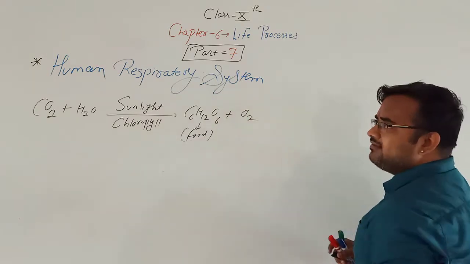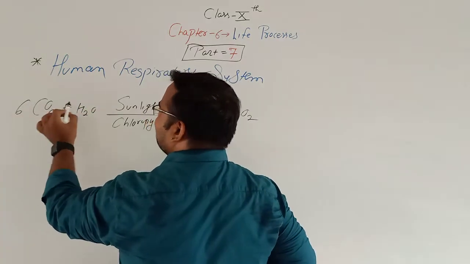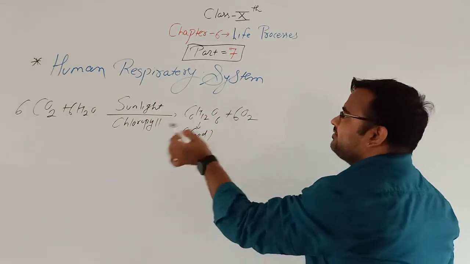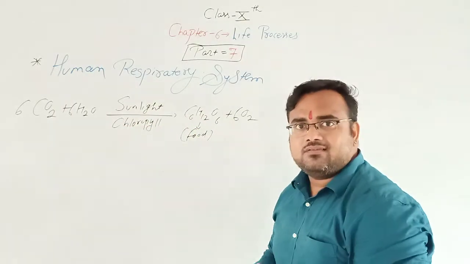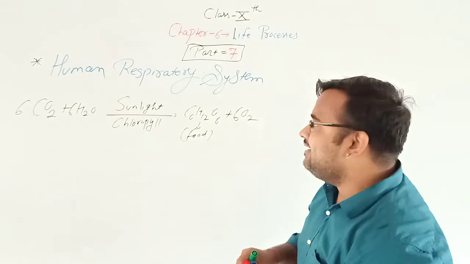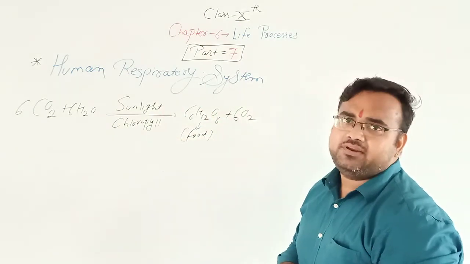And the plant releases oxygen. This is the reaction of photosynthesis. If you balance it with 6 and 6, the reaction is balanced. But if we write this reaction in a reverse manner, that would be the reaction of respiration.